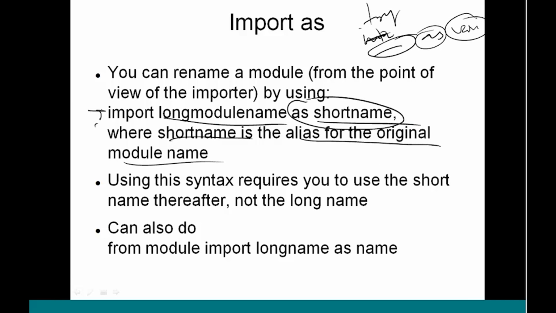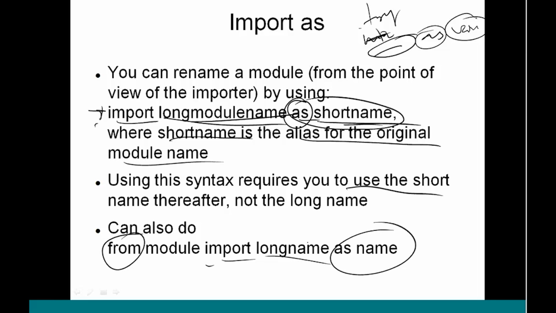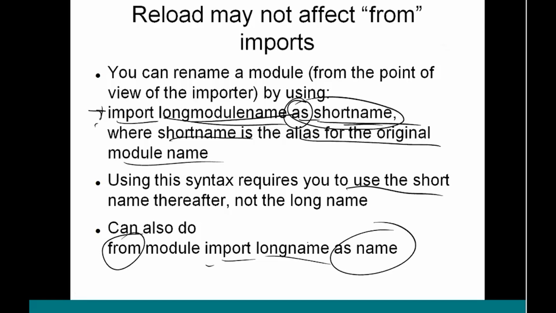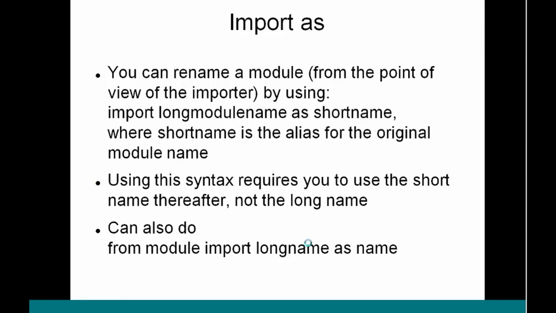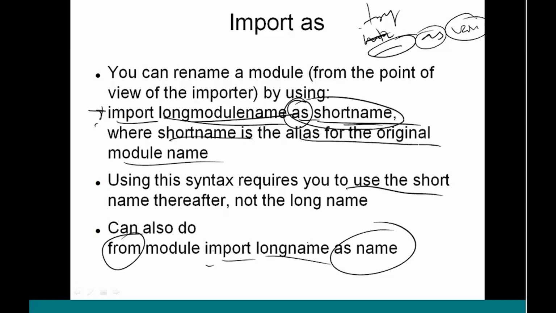The same thing is applicable even to the import statement. So import long module name as short name, and then the short name is the alias for the original name. When we start using this syntax, we use the short name thereafter, and we don't have to specify the long name. We can also use the same as syntax for the from, basically: from module import long name as short name. That's another thing that we can do.